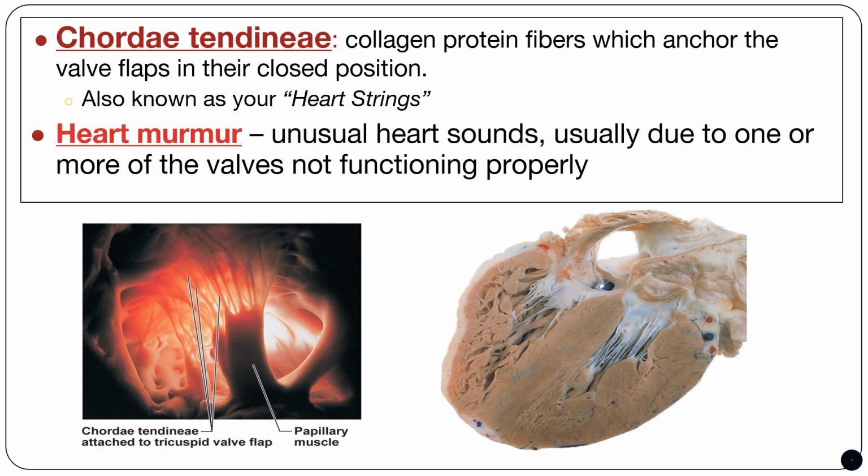You probably saw these whenever we did our dissection. They look very weird and they're very hard to miss. I pointed them out to quite a few of you. These are little collagen protein fibers, which are going to anchor those valve flaps in their closed positions. This is colloquially known as the heartstrings. Usually whenever we hear a heart murmur, that is due to one or more of the valves not functioning properly. So it can be these heartstrings that are not quite holding everything in the position that it needs to be in.